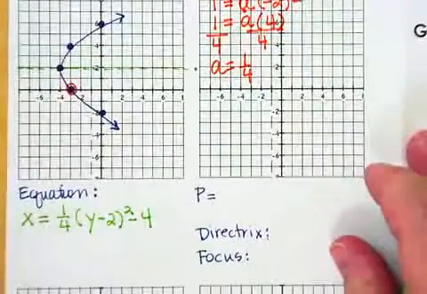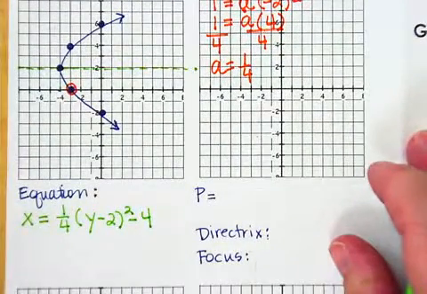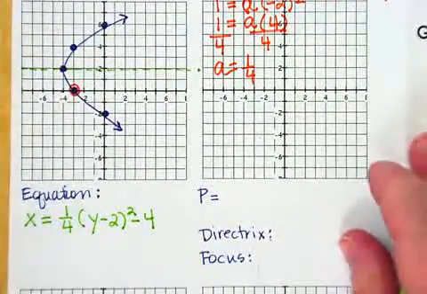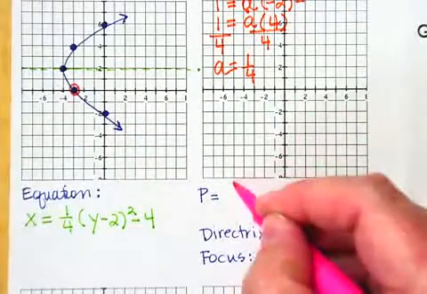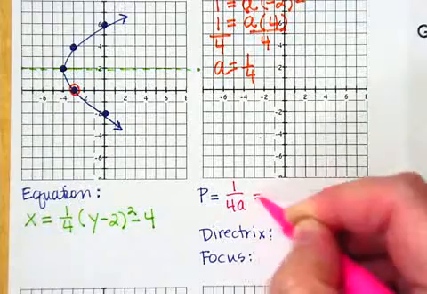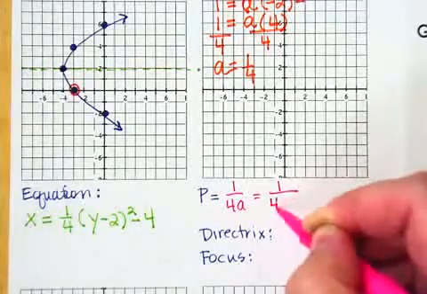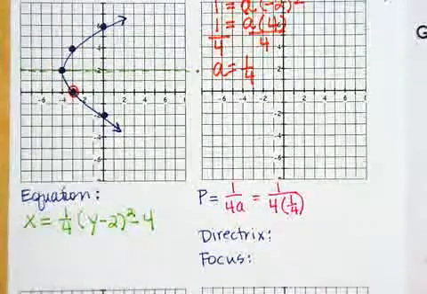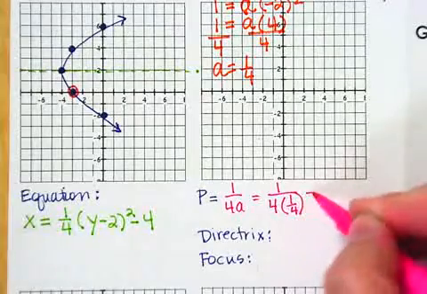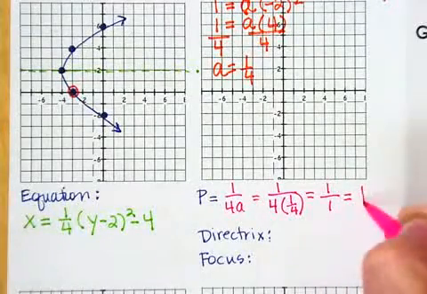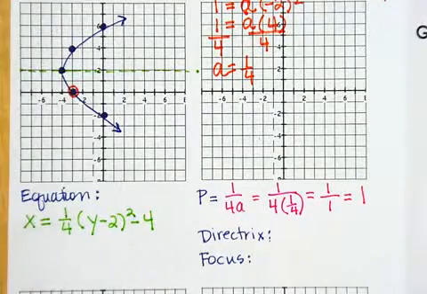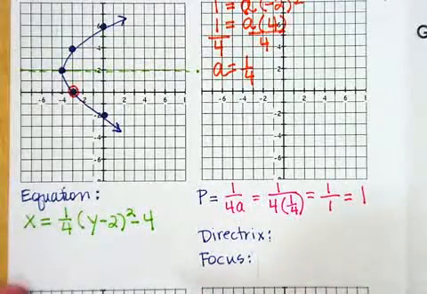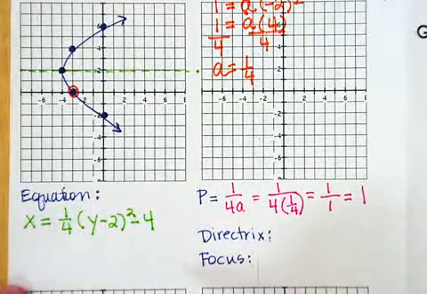Okay, the last thing I'm going to do now is calculate the p-value and find the directrix and the focus. I already have my a value, which is what I need to find the p-value. So p equals 1/4a. We know what a is, so 4 times 1/4. 4 times 1/4 is 1, so 1/1 equals 1. That represents the distance from the vertex to the focus on the inside of the curve, and the distance from the vertex to the directrix on the outside of the curve.